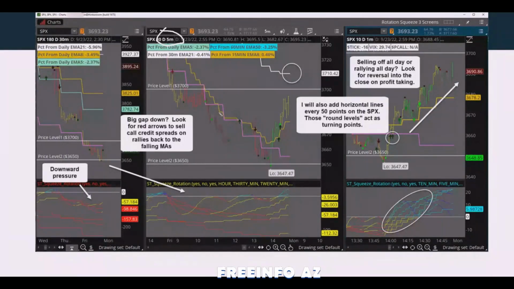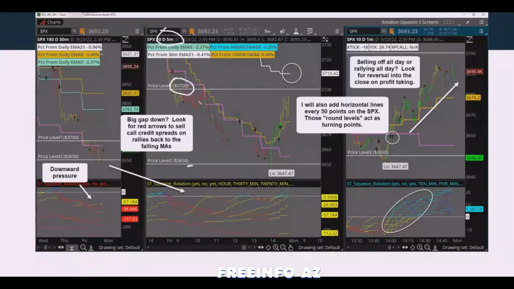I do think it's a good idea, like on the SPX, I'll typically add horizontal lines at the big round numbers, 3,700, 3,800, 3,900, and the half levels too. A lot of times those do act as support and resistance, just because that's where a lot of the option activity is. Remember at the beginning of this, we talked about how SPX options are kind of driving the market.